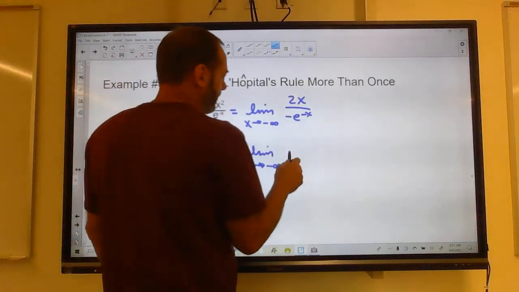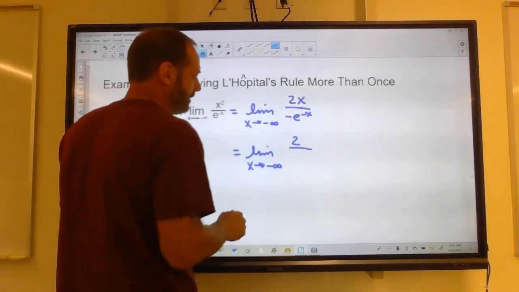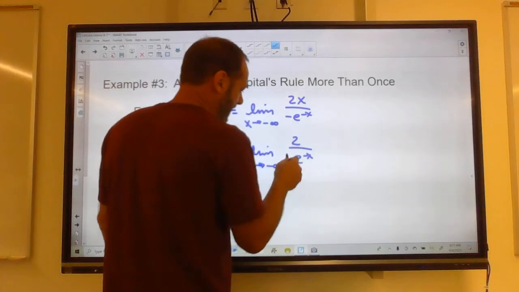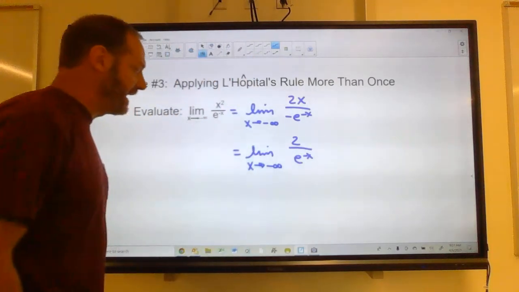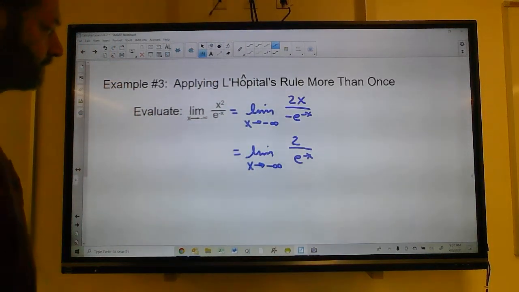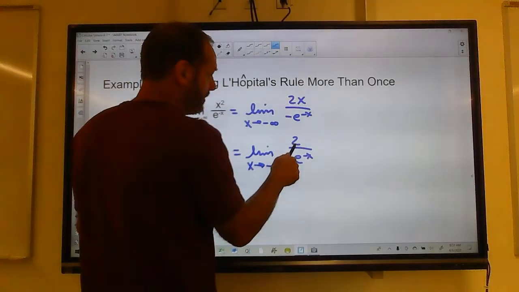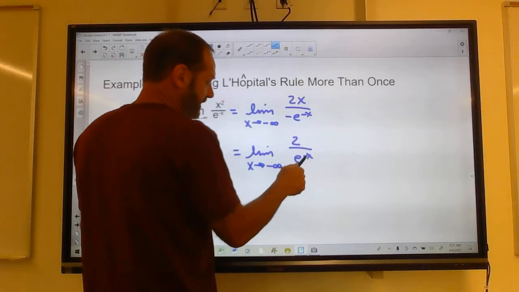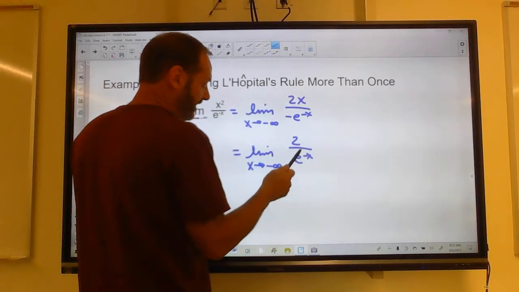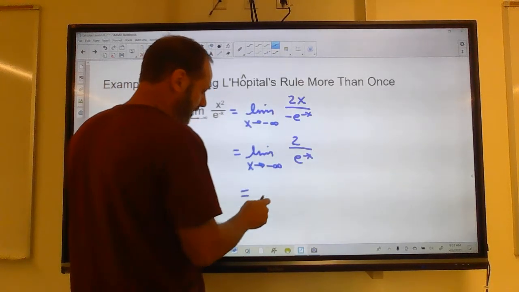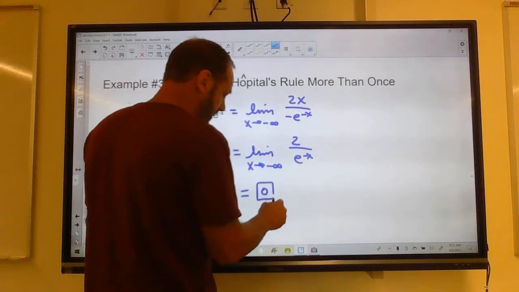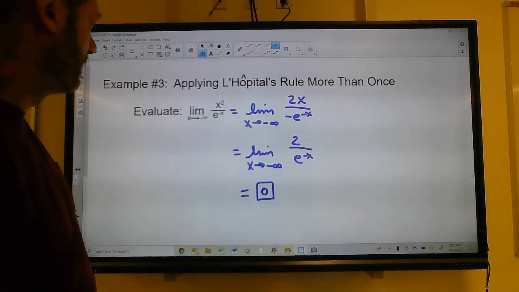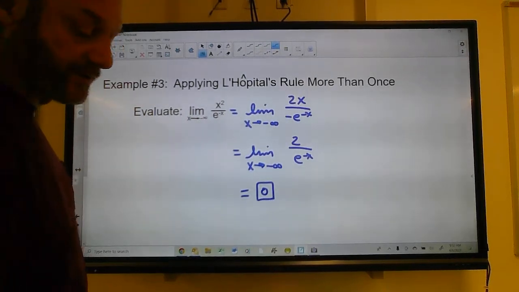Okay, the derivative of 2x is just 2. And this is e to the negative x times negative 1 again, but that cancels that negative 1, so that's just e to the negative x. Okay, now this stays 2 as x goes to negative infinity. This goes to e to the infinity power, which is infinity. Guess what? That shrinks to 0 again. So that wasn't hard. I just had to do it twice.